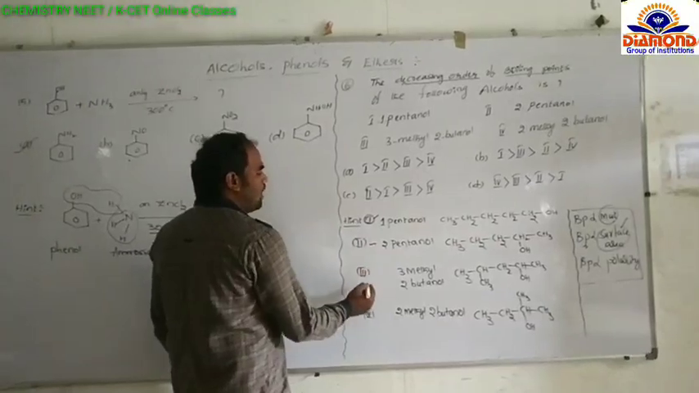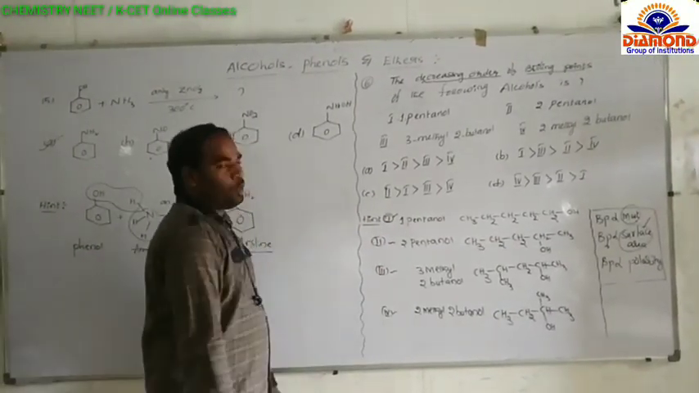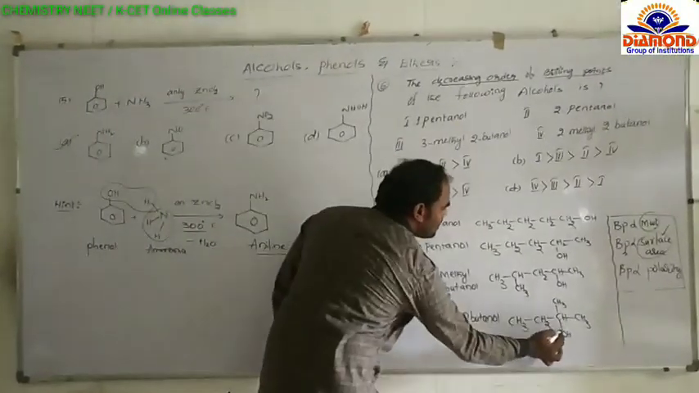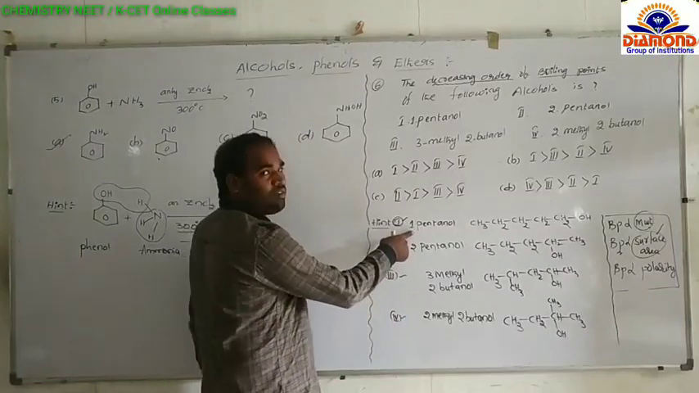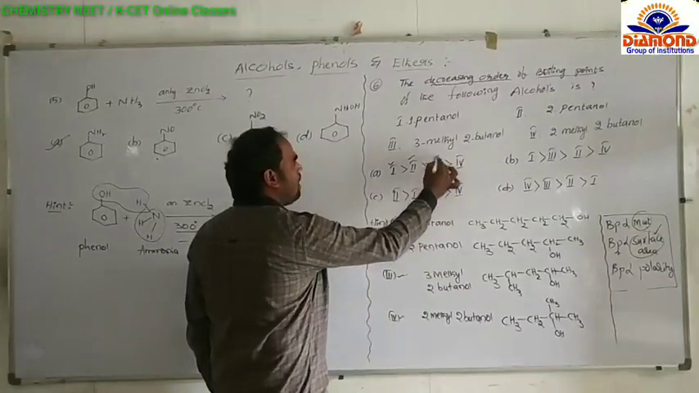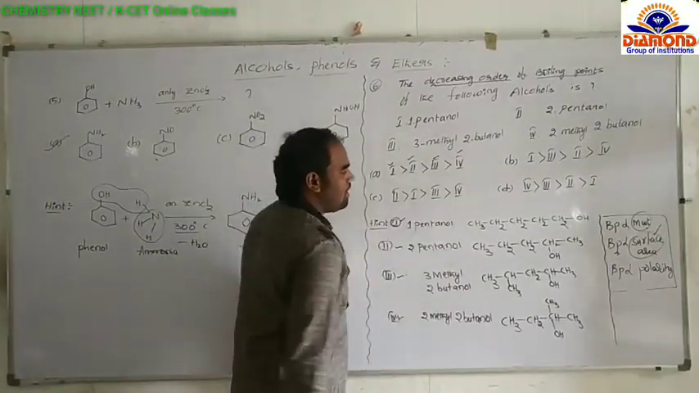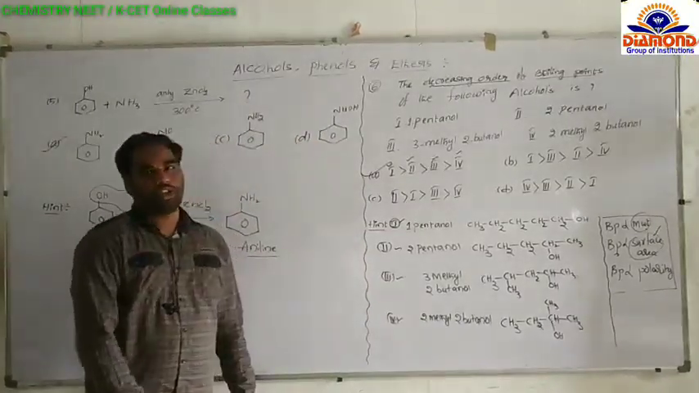Next comes 2 pentanol, next 3 methyl 2 butanol, and least is 2 methyl 2 butanol, because more branches are present. So 1 pentanol is first, then second, then third, and the fourth has the least boiling point. So therefore this is the correct option for that question.